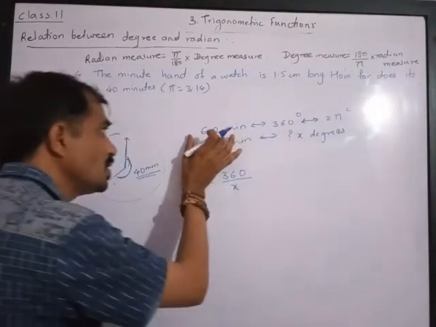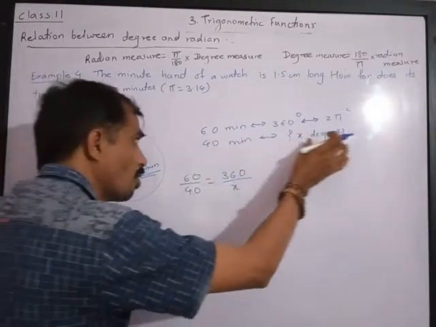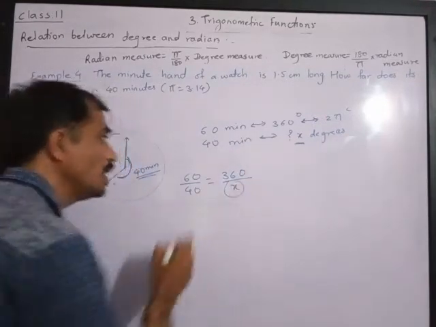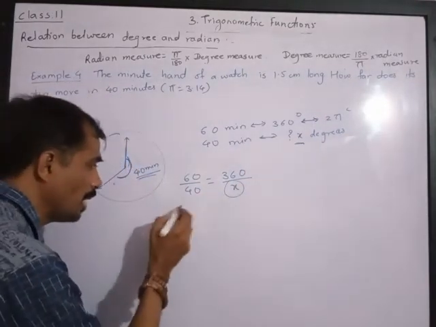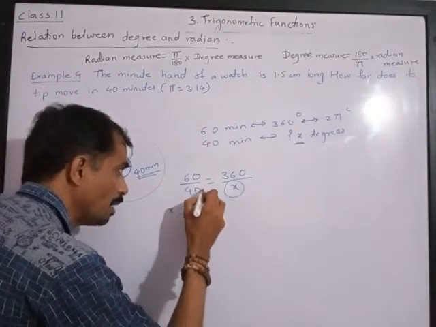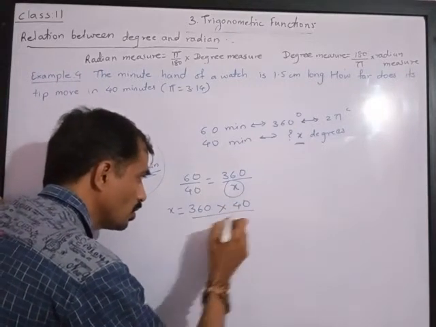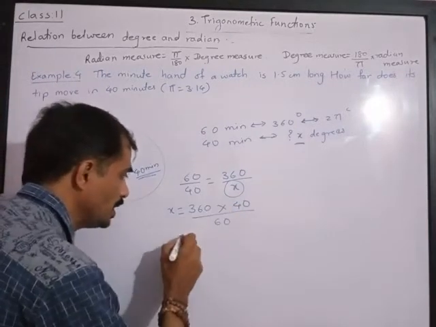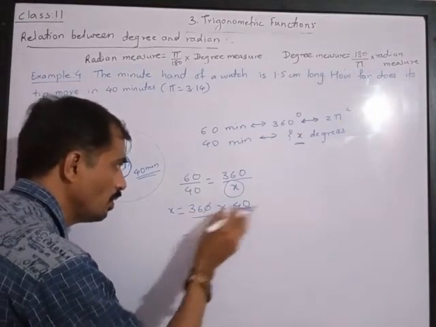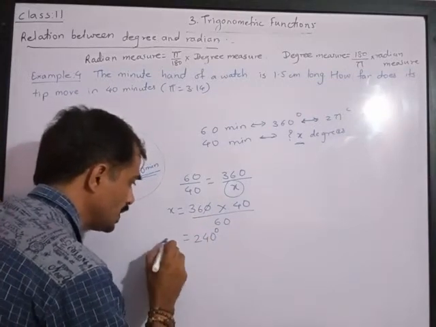It means 60 minutes corresponds to 360 degrees and 40 minutes corresponds to x degrees. Now this is the unknown quantity. So in order to find this unknown quantity, we cross multiply. So you will get x is equal to 360 multiplied by 40, and 60 will come downside, so this will divide. So that is equal to 6 sixes are 36. So you will get 40 into 6, that is equal to 240 degrees.